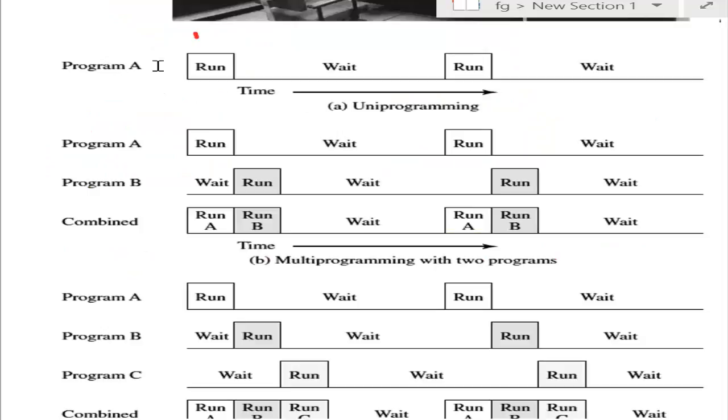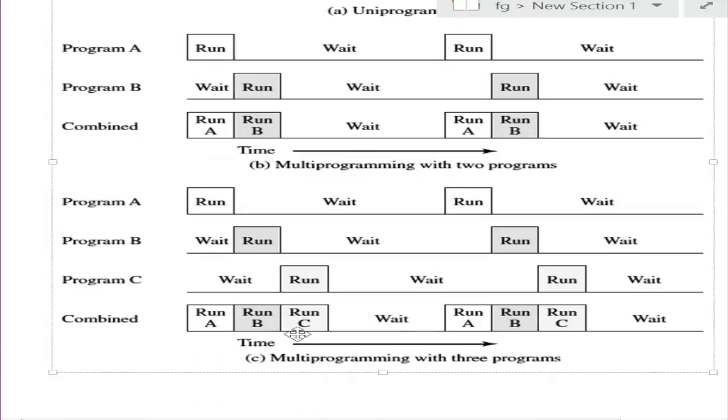Now, if you don't have multi-programming, program A runs, it waits, then it runs, it waits. So in uni-programming, you have a lot of wastage. Now, if you have A, B, and C, it is a combined thing. You have A, B, and C going together.